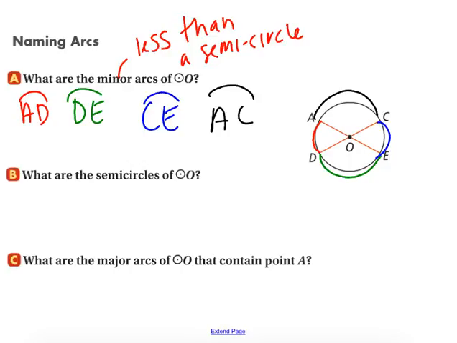Okay, what are some semicircles of circle O? Remember, that's half a circle, so I have one from D to C, and then I have another one from A to E.